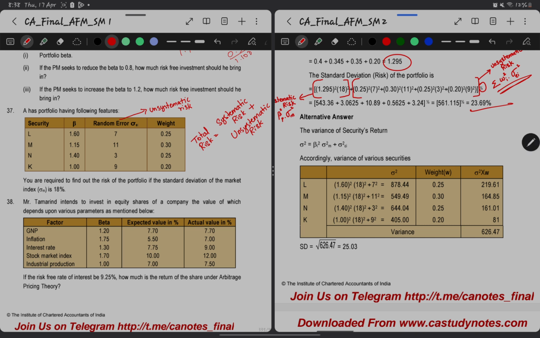As you can see, they have taken beta square multiplied by standard deviation square to get the systematic risk. Then for the unsystematic risk, they have clearly given the random error rate for the individual returns. They are just squaring it and then adding this squared portion in the ratio given, to arrive at the total variance. Then the root of that variance will give us the standard deviation. So either of the ways works.